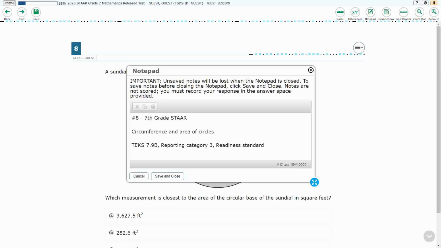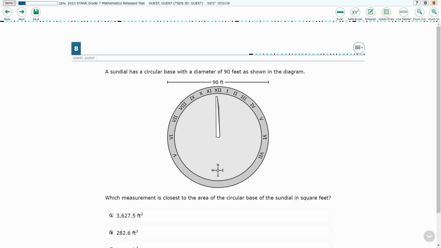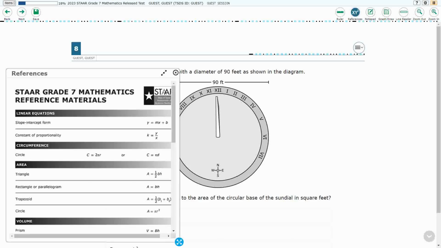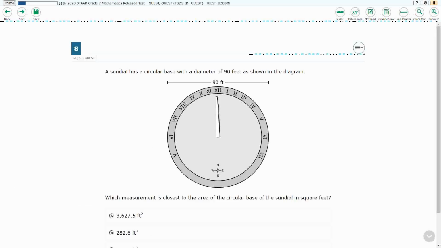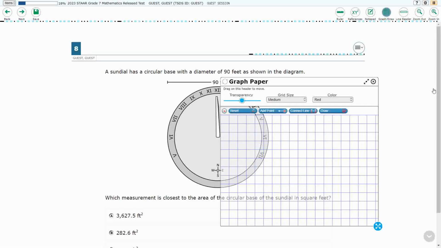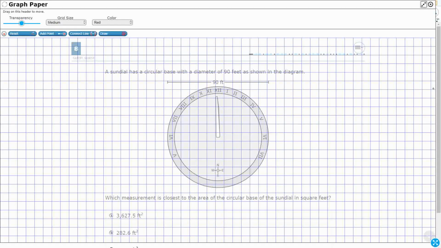For number 8, we are looking at circumference and area of circles. This is TEKS 7.9b, a readiness standard in reporting category 3. So we have a sundial, we have a diameter of 90 feet, and we're looking for the area of this circle. So we should go to our reference materials, and we see area, and kind of in the middle of the screen there, A equals pi r squared. So we need to use that as our formula.